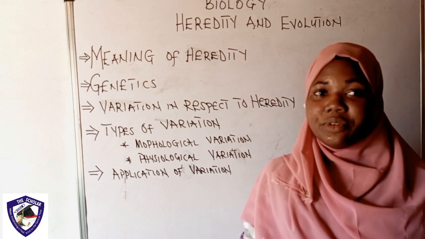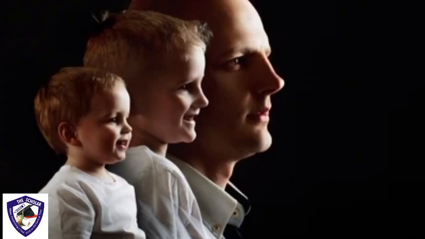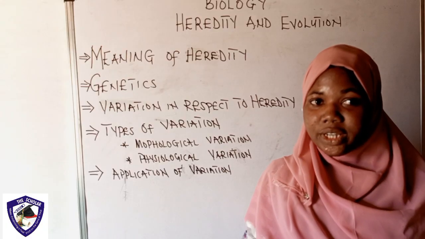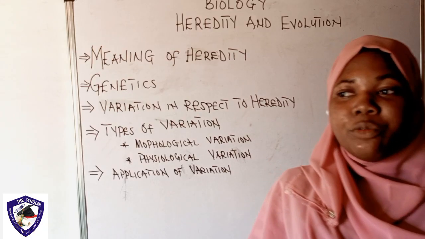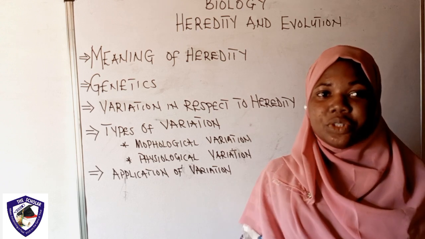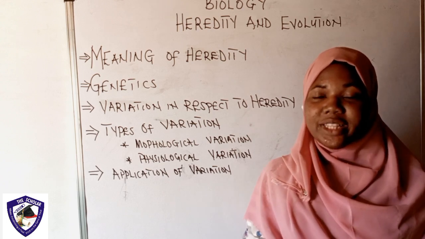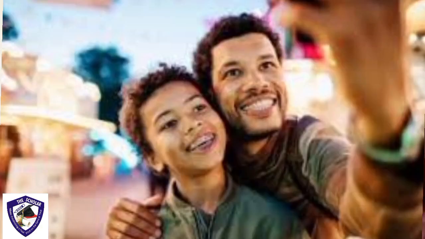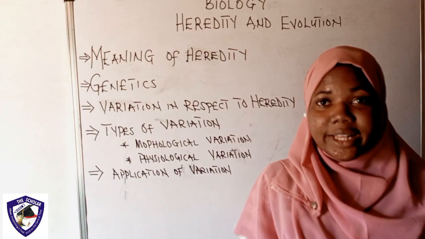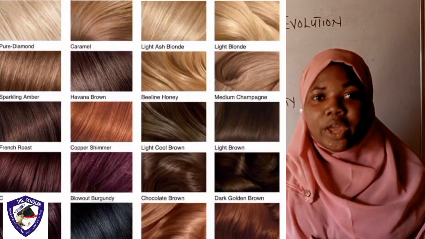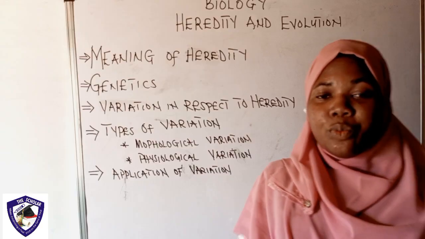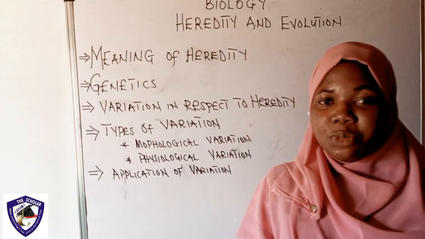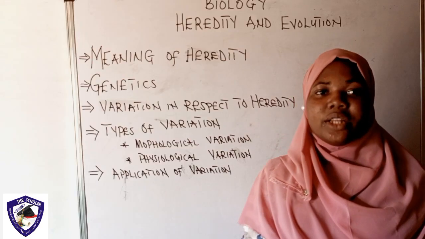First, we'll be looking at heredity, which is the transfer of characteristics, traits, and features from one generation to the next. Now, we'll look at each term, and the major one there is traits. Traits are special characteristics, for example height, skin color, hair color, eye color, and weight. Those are the traits, and they are transferred from one generation to the next.